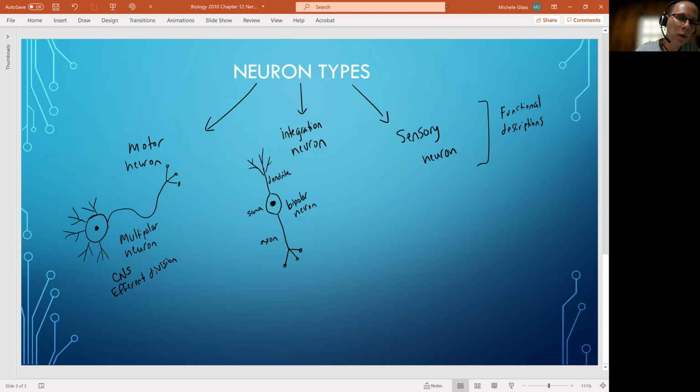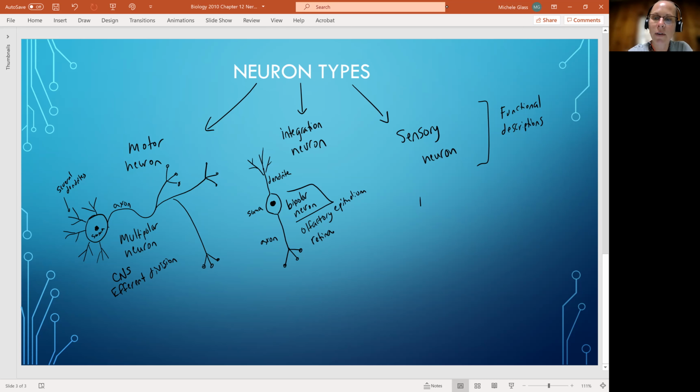And let me go back to the multipolar motor neuron, and let's label, you have several dendrites, you have your soma or cell body, and you have a single axon. Now the axon can branch. So the axon can branch and branch, but there's just considered to be one axon. Going back to your bipolar neuron, we're going to see these, remember, in sensory structures such as the olfactory epithelium. This is our sense of smell, and our retina, which is part of our eye and our vision. And then sensory neuron, these are going to be throughout the afferent division.